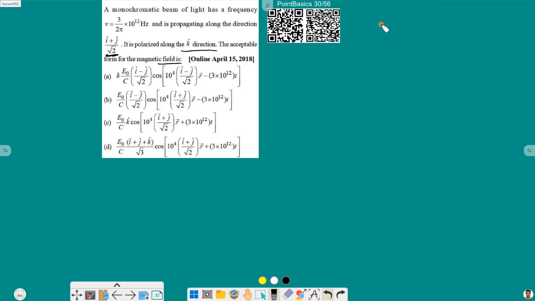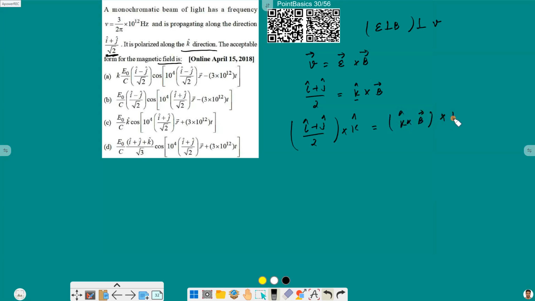So we know basically that electric field is perpendicular to magnetic field and they are also perpendicular to the velocity. And we also know that v in direction is equal to E cross B. Now velocity is here I plus J by 2, and electric field is along K, so K cross B. Now what we can do here, we can take cross product of both of these sides with K, because we know its value, so I plus J by 2 cross K will be equal to K cross B cross K.